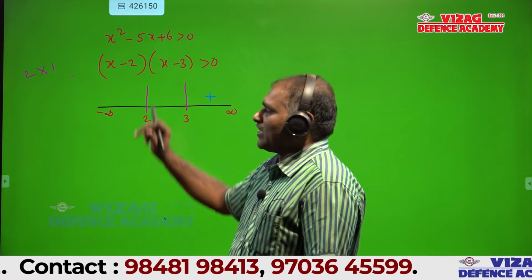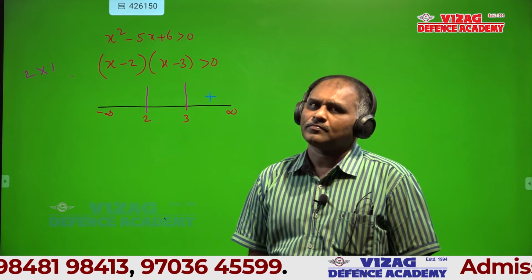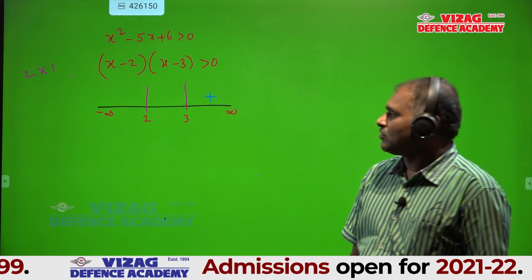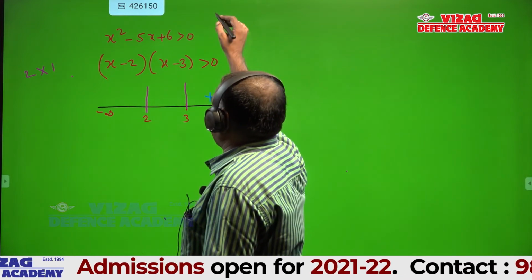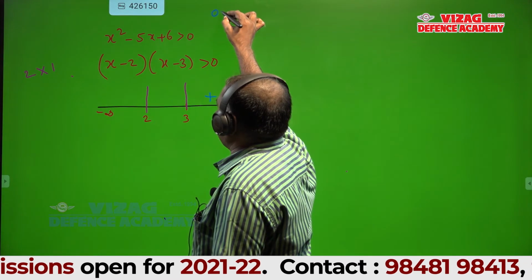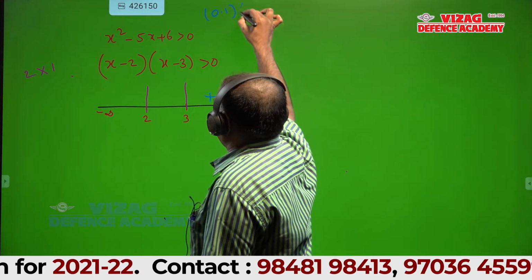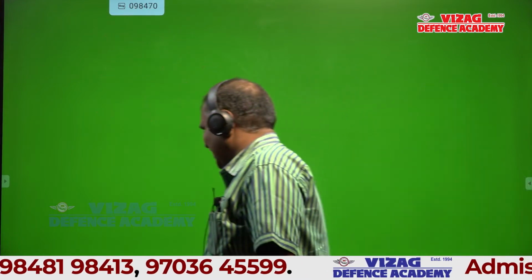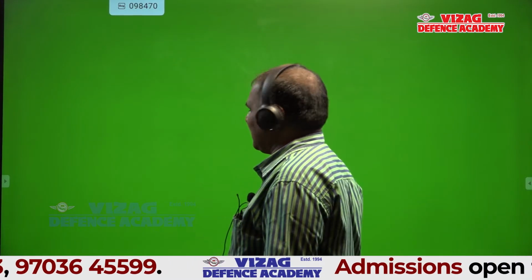2.1 minus 2, what is that value? 2.1 minus 2 is 0.1, into 2.1 minus 3. If needed, I can explain that one again. Listen.